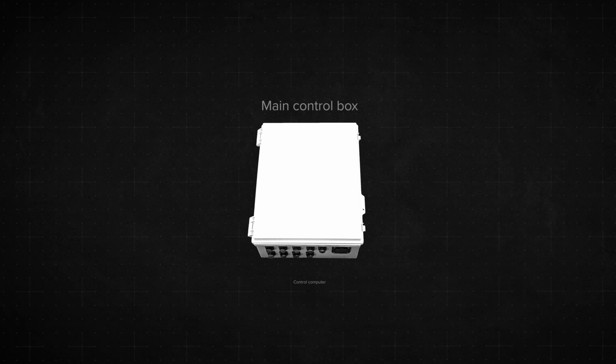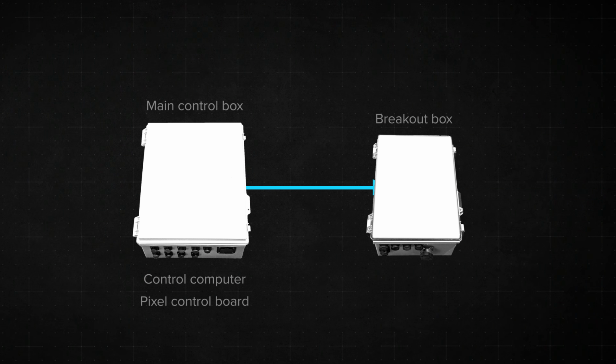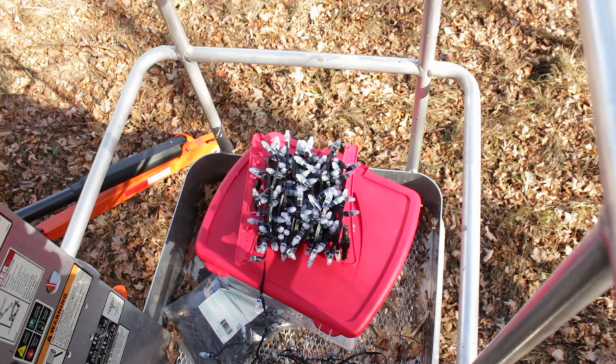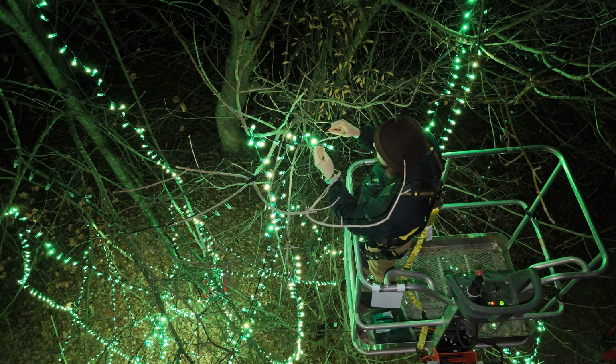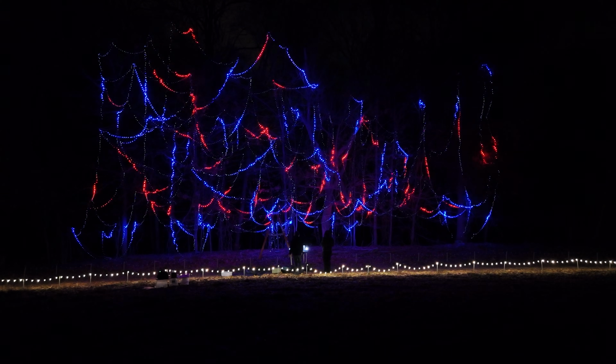So here's a simplified overview of our whole design. We have a central control box that houses our computer and main control board. This then sends data to our breakout boxes that interpret that data and then power and control our string lights. First thing we had to do was lock in what kind of pixels we were going to be using. We found these string lights that run at 12 volt, they have individual control, and have a redundant data line in case any of them fail.